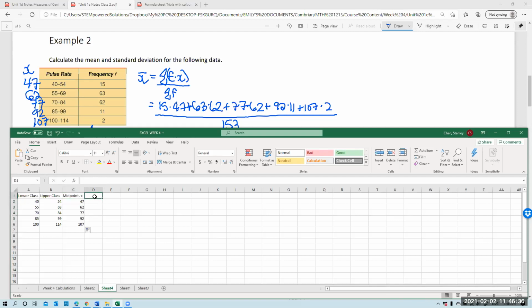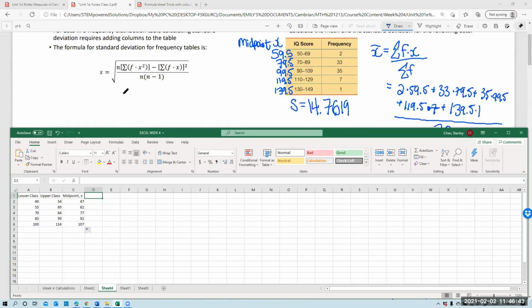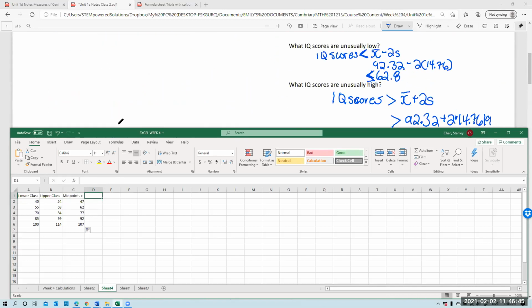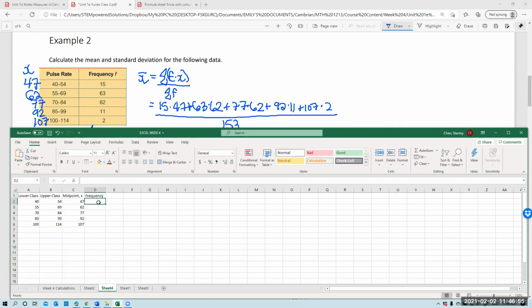Okay, great. The next column, now I need to start working this formula, but I'm actually just going to scroll up and work with this formula for now. My next column, I can put in my frequencies. So my frequency is 15, 63, 62, 11, and 2.